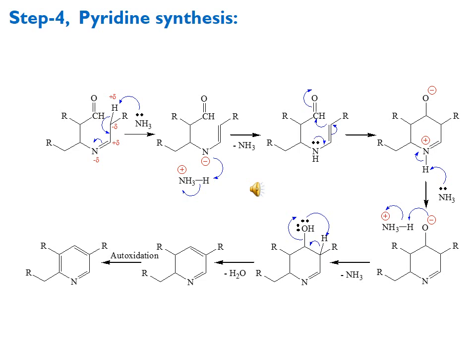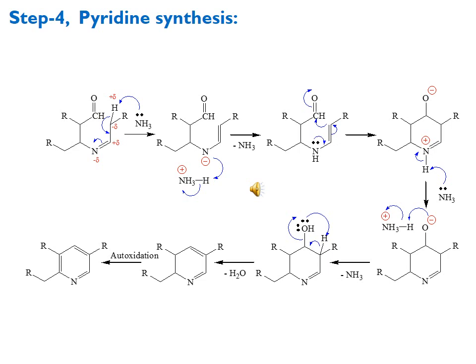This is the last step of pyridine synthesis. Here you can see the last prepared intermediate is interacting with ammonia. Ammonia acting as a base abstracts the proton from the beta carbon, you can say the alpha carbon of the C double bond N moiety.